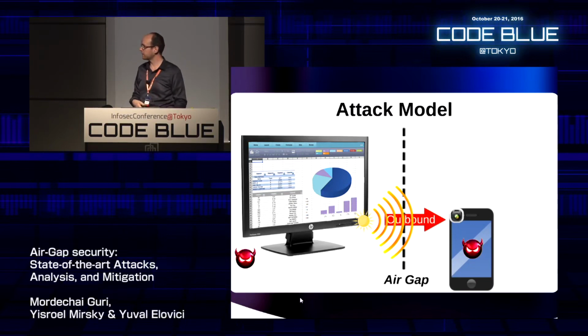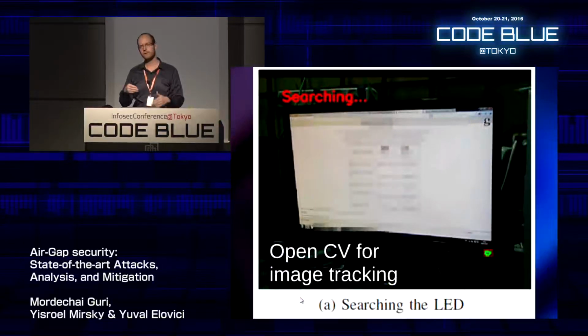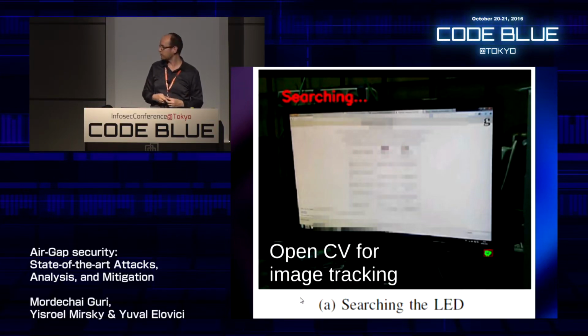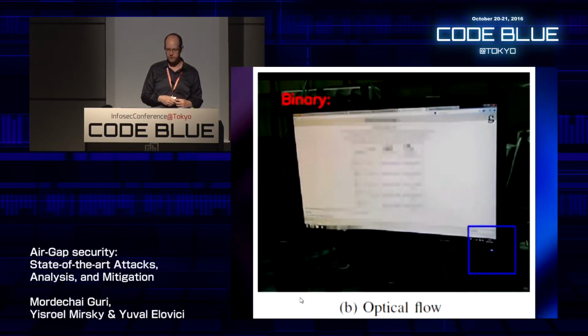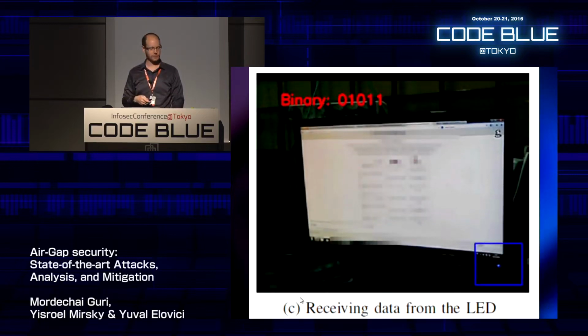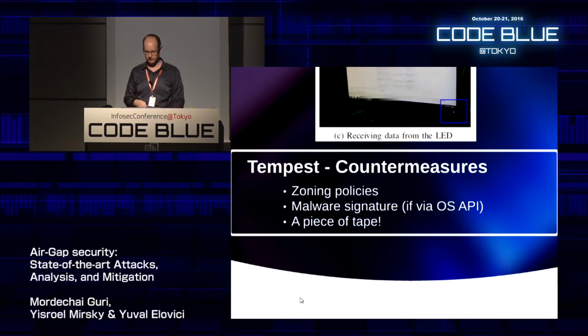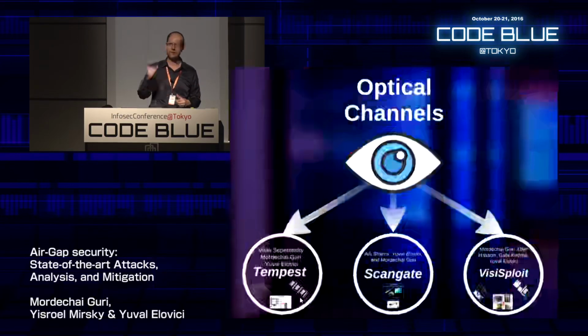So we took one example scenario. You have on almost every LCD screen a little LED indicating power, and some of these can actually be affected from the driver. So the malware on the computer will turn the LED on or off accordingly, and a camera nearby can pick up those fluctuations in the light, even perhaps from outside the building via the window. To show that it's plausible, we used an open source library called OpenCV, Open Computer Vision, for image tracking. We found where the LED is on the screen, then extracted the blinking light to interpret binary, and we extracted a binary stream from there. Some countermeasures for Tempest: you can use zoning policies, malware signatures as usual, but the easiest solution is just putting a piece of tape over those LEDs.